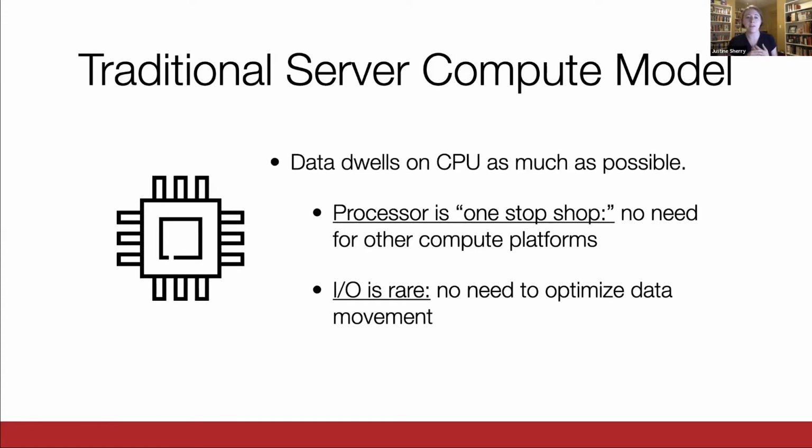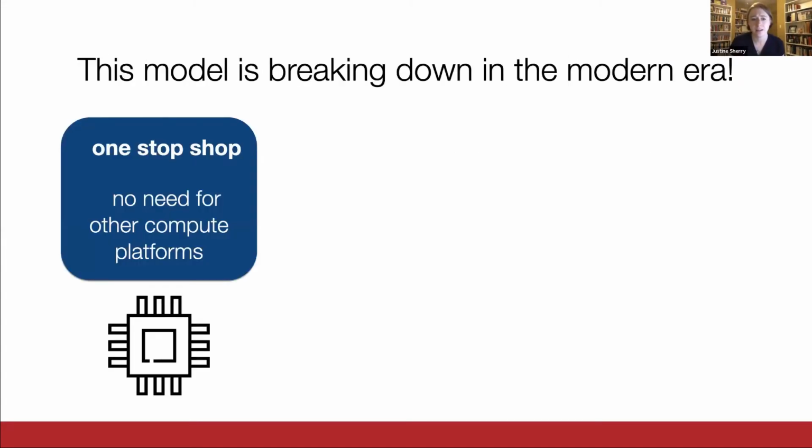And so the implicit assumption here is, first of all, that the processor is a one-stop shop. There's no need for other compute platforms like GPUs or FPGAs. The processor is going to do all the work. And the second assumption baked into our architecture is that I/O is rare. Data isn't moving off and on the processor because all of the work is happening on the processor. And really the CPU is king. So let's break this down and see why this model isn't coming together with these data on the move applications.